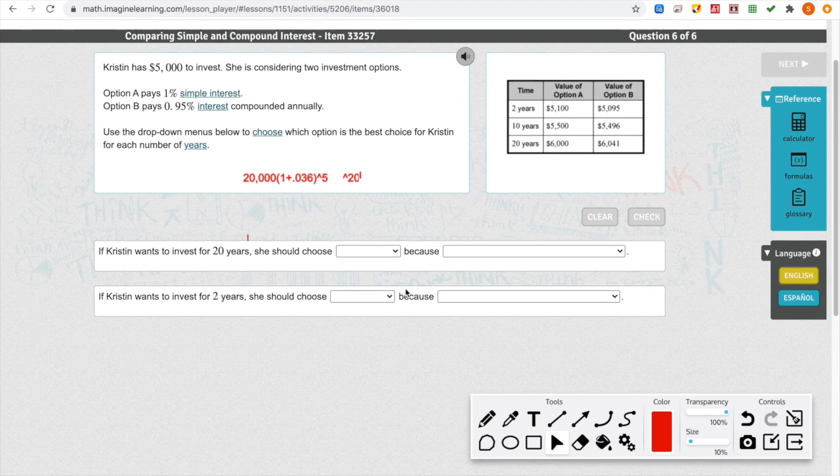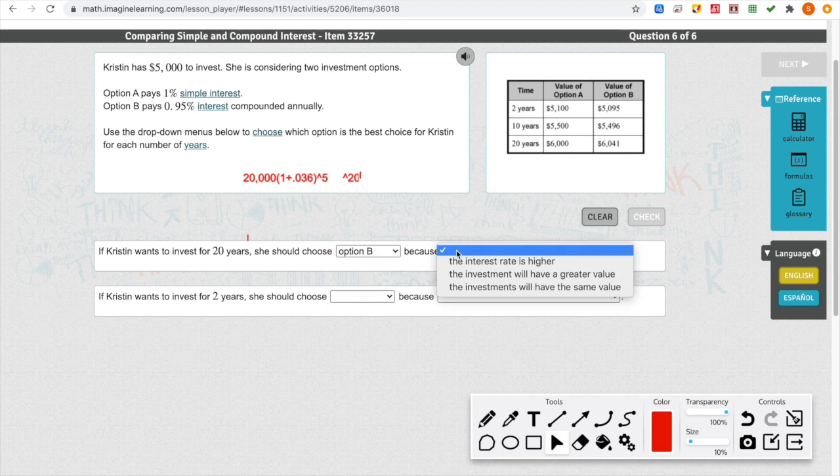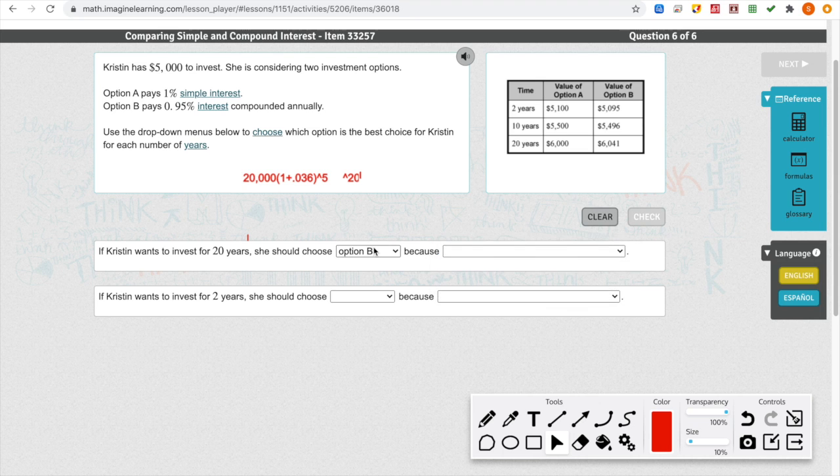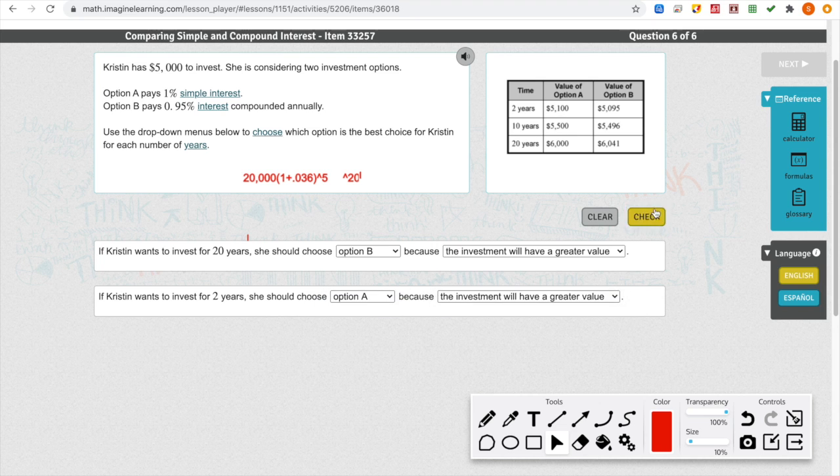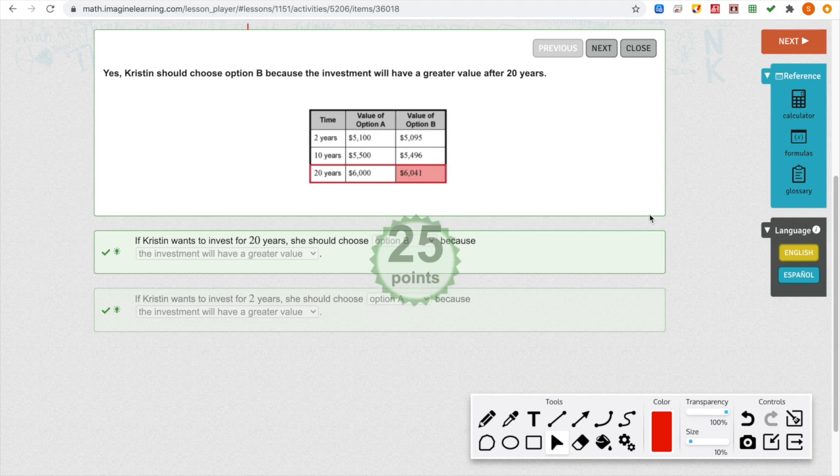And so lastly, we're going to take a look at this. If Kristen wants to invest for 20 years, she should use option B because she's going to have $41 more. So she's going to end up having a bigger amount for 20 years because the investment will have a greater value. If she wants to do 2 years, we're going to look at which one she'll have more. She should use option A. And for the same reason, because she's going to have more money, her investment will have a greater value.